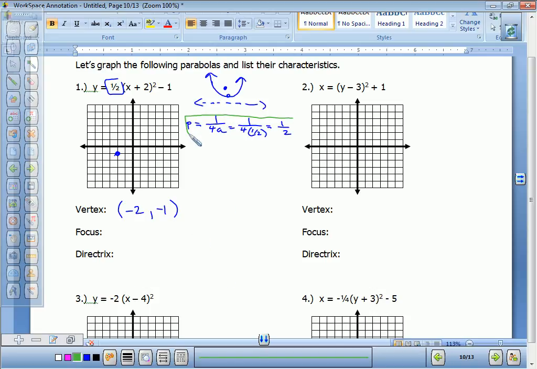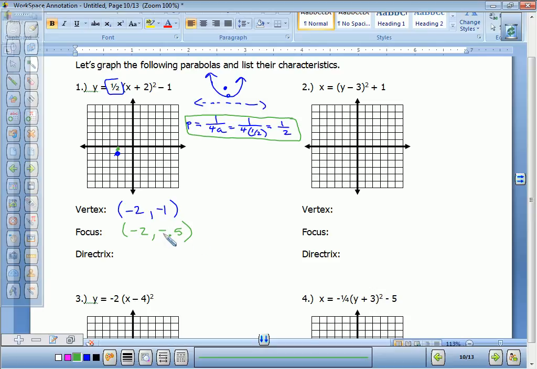Is P always A? P is not always A. Okay, so it's 1/2, and we know we have to go up to get there, so we're going to go up 1/2. So what's up 1/2 from -1? -0.5. Yeah, -0.5. Good.